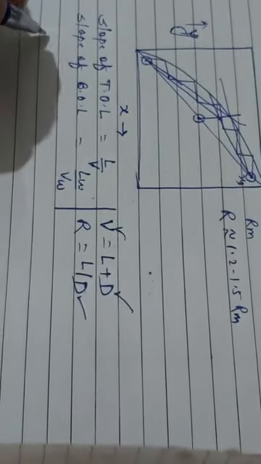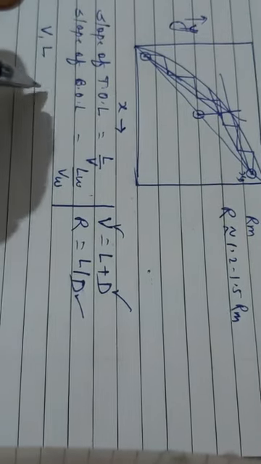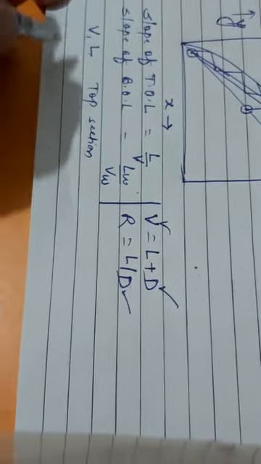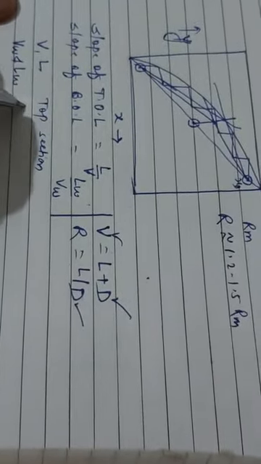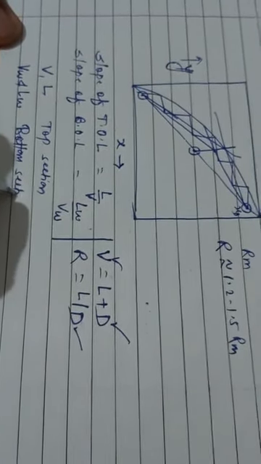So what do we have finally? We have V and L at the top section, and we have VW and LW at the bottom section.